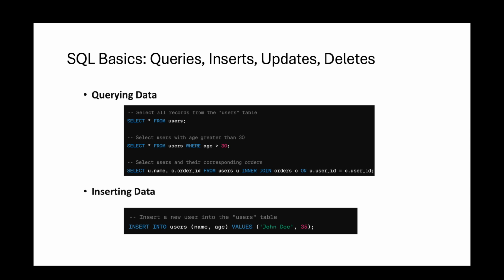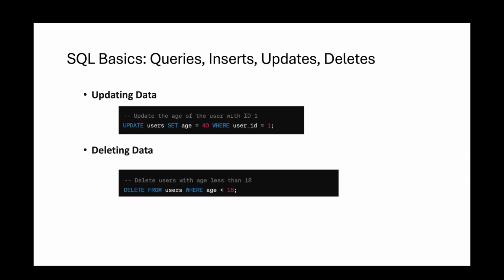Inserting data. The insert statement is used to add new records to PostgreSQL tables. It allows developers to specify values for the columns being inserted. Example: insert a new user into the users table. Insert into users name, age values John Doe, 35.